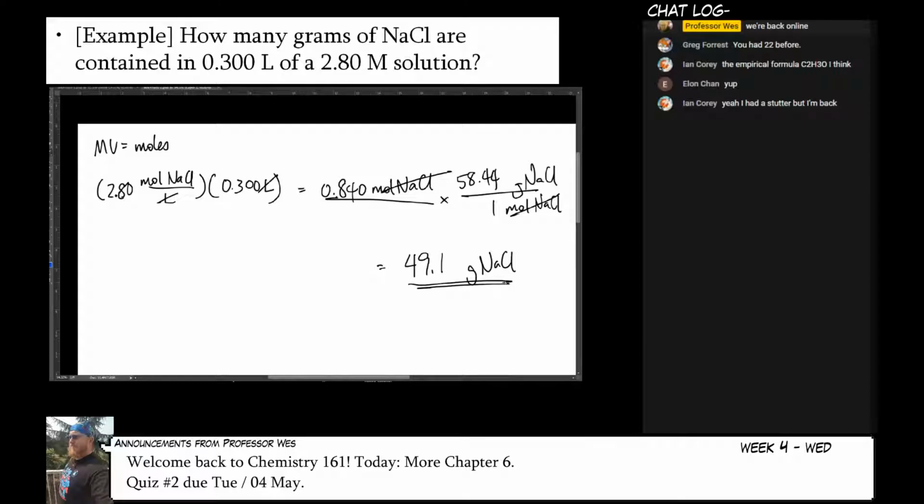So in 0.3 liters of a 2.8 molar solution, there would be 49 grams of sodium chloride, which is a lot. 2.80 moles per liter of sodium chloride is very, very concentrated.